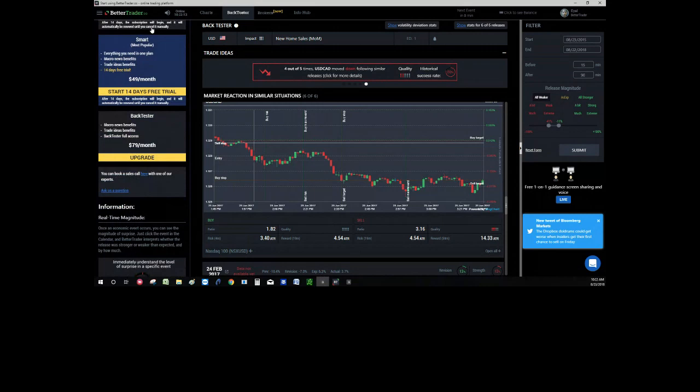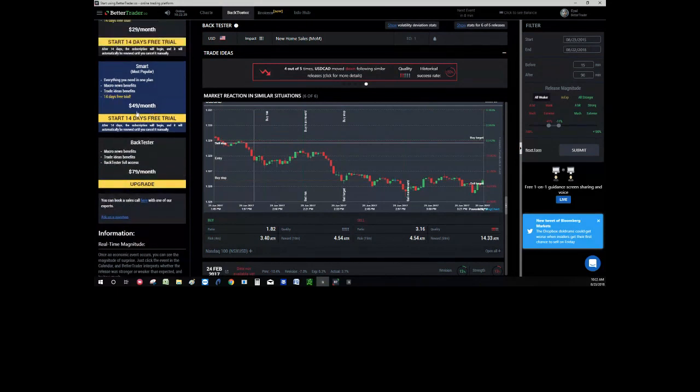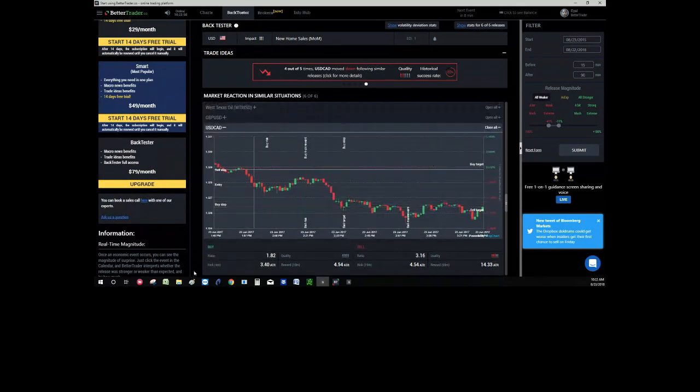If you are working on mobile and web, the BackTester plan is the most recommended, because from the web you want to see the chart. If you're working just on mobile and you don't touch the web, you don't need the BackTester plan. The smart plan is everything you need on the go. The BackTester is if you really sit in front of your computer. And this is the price. The smart plan is $49. It includes the voice assistant and the trade ideas, but you cannot see what happened in similar situations, like we see here on the right side.